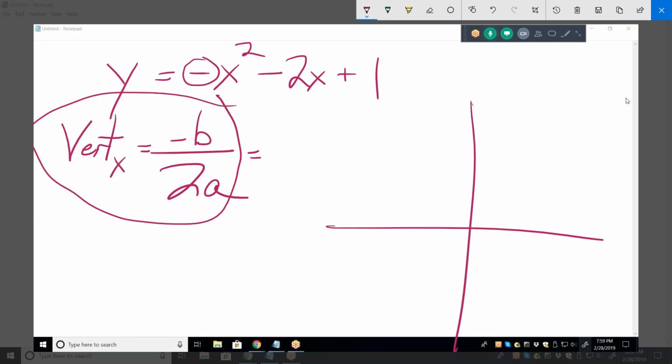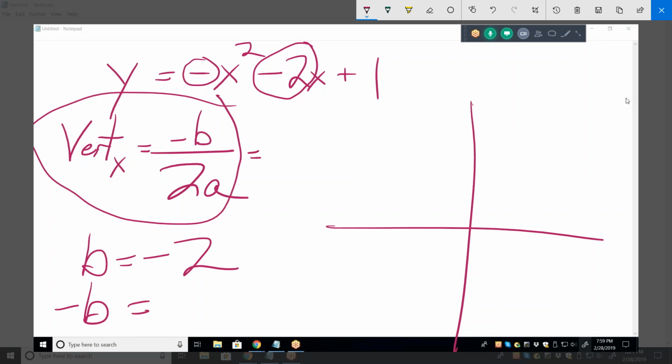Do you know what a and b are? Would it be like the a is the coefficient of the x term? Excuse me, a is the coefficient of the x squared term. b is the coefficient of the x term. So that's b. What's minus b? If b is minus 2, what is minus b? I'm confused. Here's what we got. b, we know, is that right there. So what's minus b? 2. You got it.